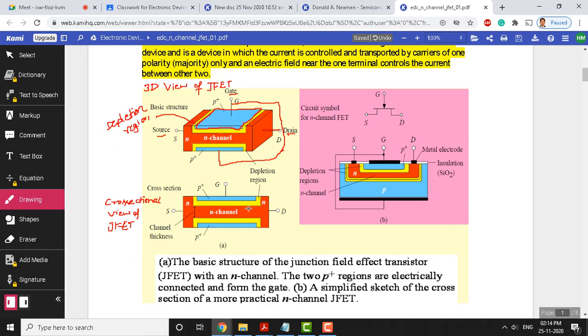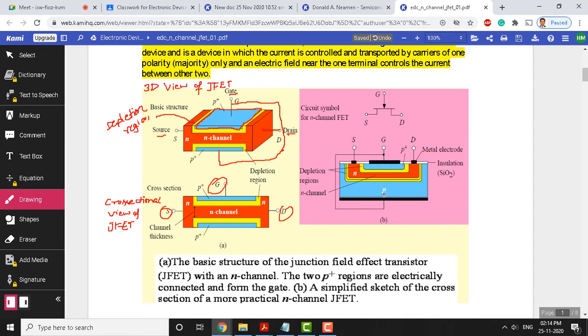You can see it looks like a front view. So there is a P plus, there is a depletion region, there is an N channel. This distance indicates the channel thickness, and again you are observing three terminals here, which are gate, drain, and source terminal here. So current flow will happen through the channel, which is a narrow region between the upper P plus and bottom P plus region.